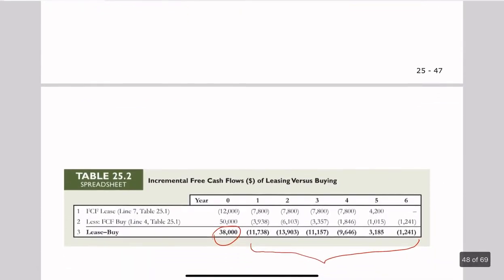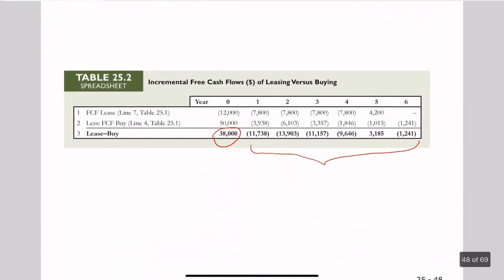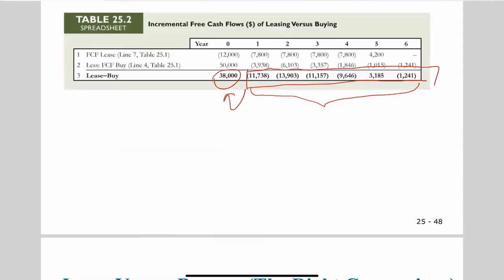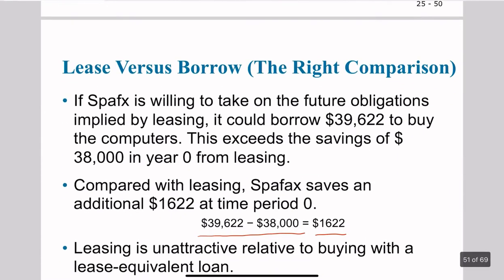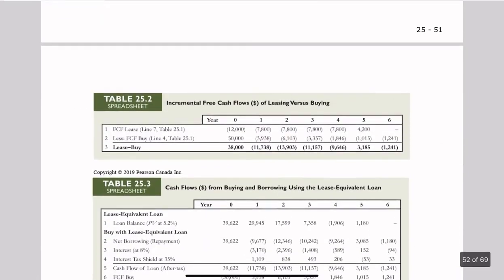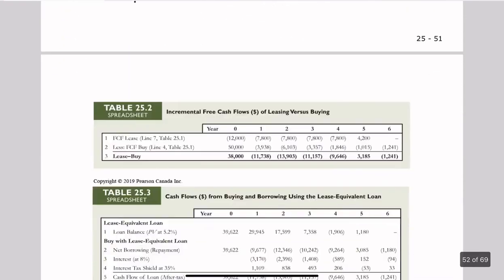Because if you lease, you would assume these liabilities and you only get $38,000. But if you buy with this loan, you will be able to get this amount of cash inflow on date 0. So basically, it means buying computers with the same amount of leverage is better compared with leasing computers. Okay, so today we will continue this example.